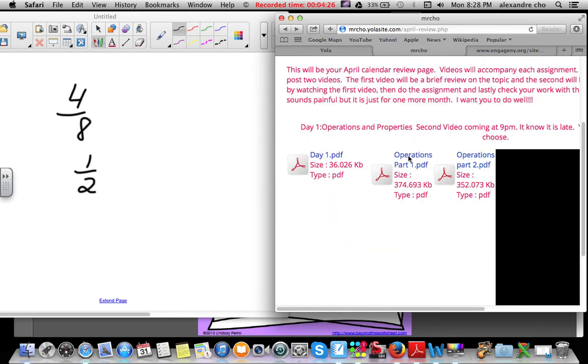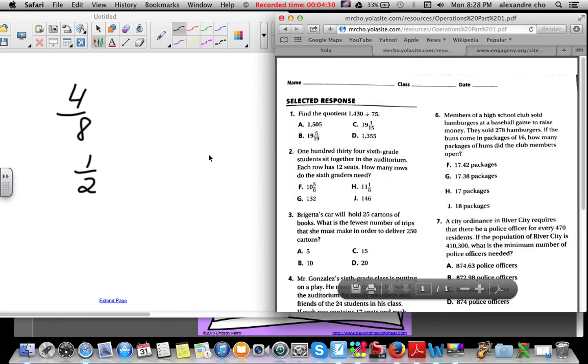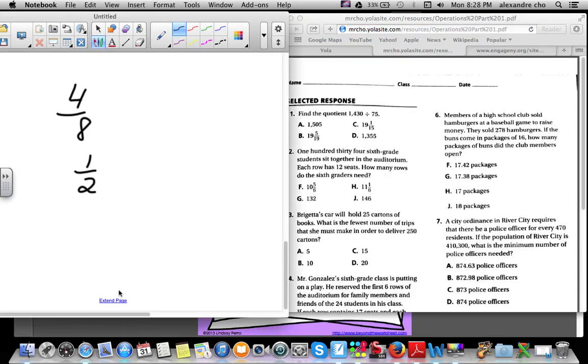Part 2, operations, part 1. Okay, if I click on it, all right. So this was a little bit more work, but again, it gets you to practice. Find the quotient of 1,430 divided by 75.